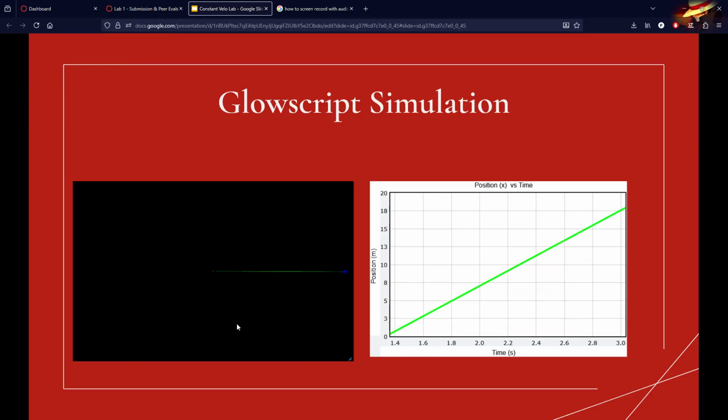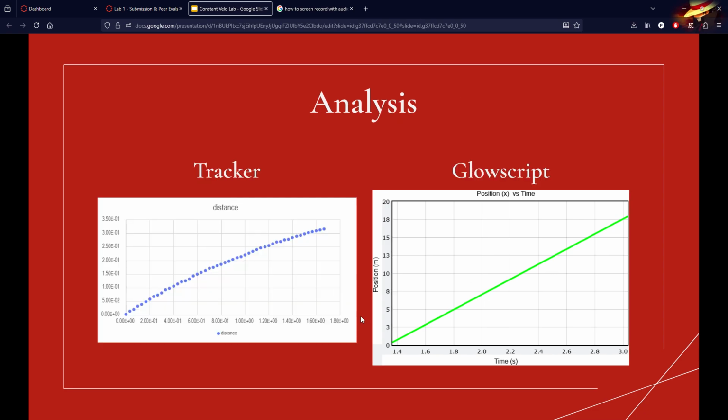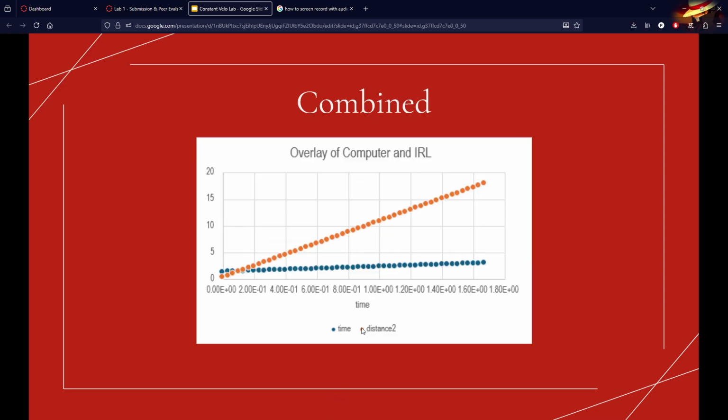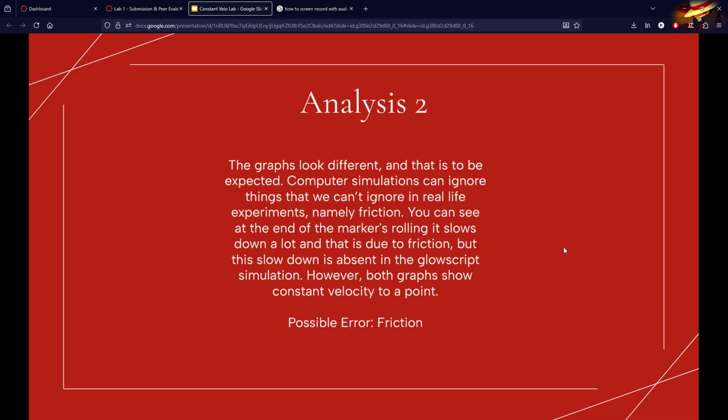And then here are the simulations compared. For GlowScript, this is the picture it gave me. This is the graph, the analysis. This is them, I showed you earlier. And this is them overlaid. This is the GlowScript one, obviously straighter, longer, and faster. And this one is constant velocity, probably just a little bit slower. So the graph looks different, and that is to be expected. Computer simulations can ignore things that we can't in real life, like friction. However, both graphs show a constant velocity, and a possible error would be friction.